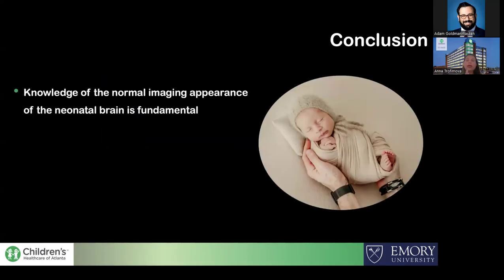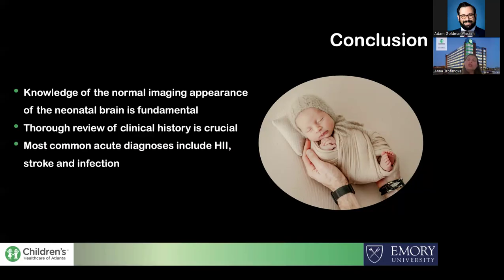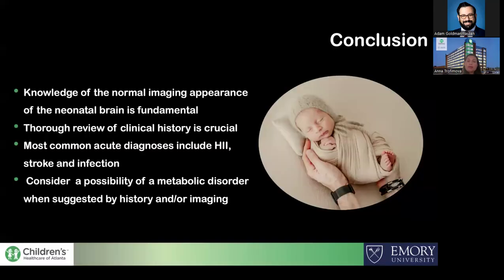So in conclusion, just to wrap it up, it's important to understand the normal imaging appearance of the neonatal brain. It's very important to have a thorough understanding of the clinical history of what's going on with the baby. In terms of the most common acute diagnoses that we have discussed and that are most commonly encountered, those include hypoxic ischemic injury, perinatal stroke, and different types of infection. And finally, consider the possibility of a metabolic disorder when that is suggested by history and or imaging findings.